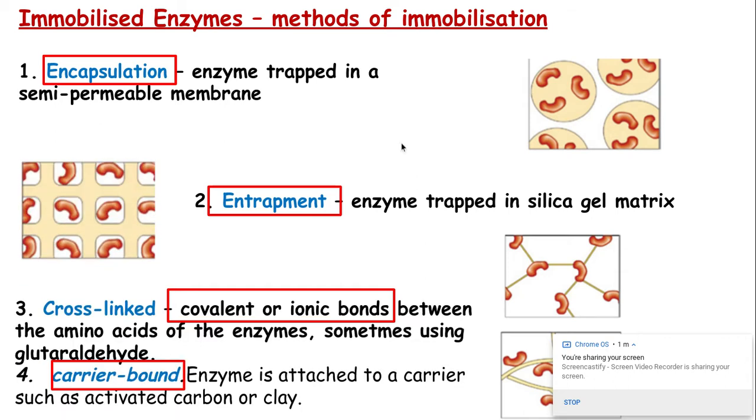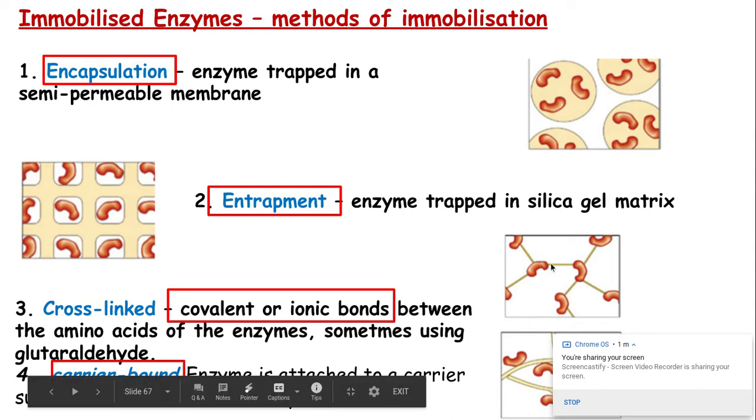Entrapment, this is where the enzyme is trapped inside some silica gel. Same thing, the substrate can still get in, bind to the active site, so it's complementary and specific, form an enzyme substrate complex and release the products. We have cross-linked here because, don't forget, an enzyme is a protein and it's made of amino acids, so we can actually form covalent and ionic bonds between the amino acids of the enzymes using this chemical here.